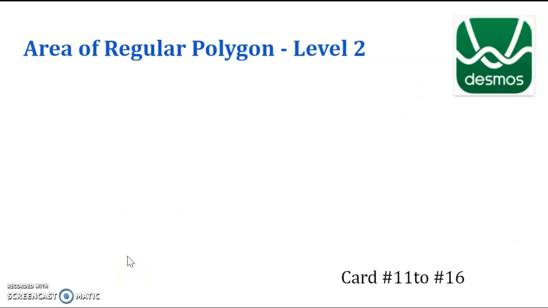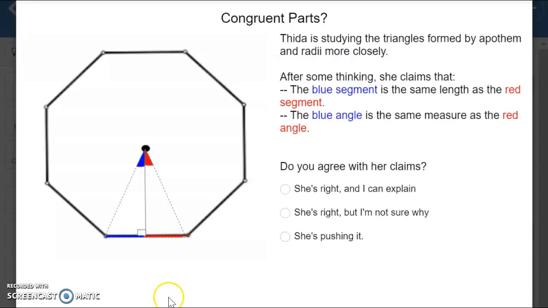All right, so now you're going to be working on cards number 11 to 16 of Desmos, and that's the last thing we're going to be doing. Card number 11: Theta is studying the triangles formed by bottom and radii more closely. After some thinking, she claims that the blue segment is the same length as the red segment, and the blue angle is the same measure as the red angle. Do you agree with her claim?